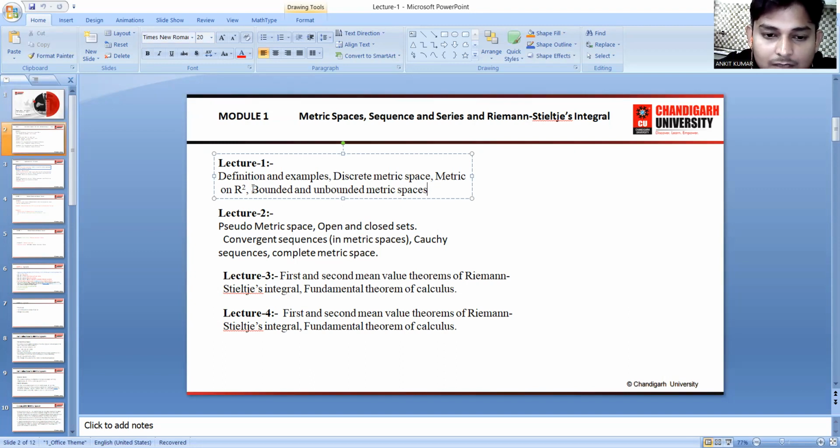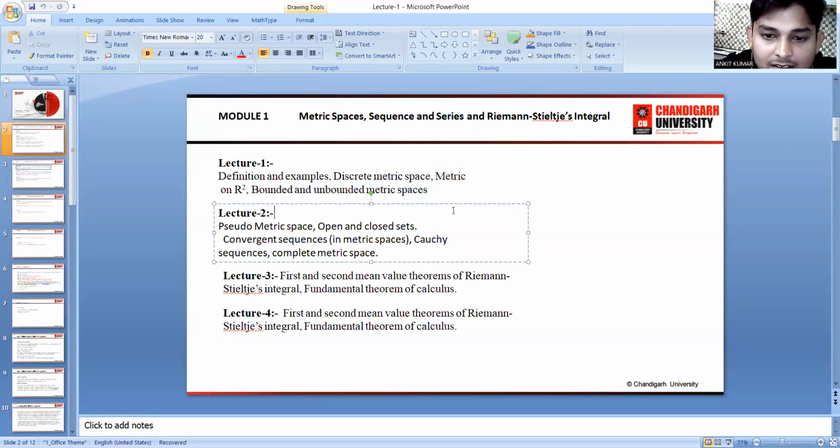And after that, bounded and unbounded metric spaces. What are bounded and unbounded metric spaces, what are their properties, and based on the definition I will cover the most important examples of bounded and unbounded metric spaces.